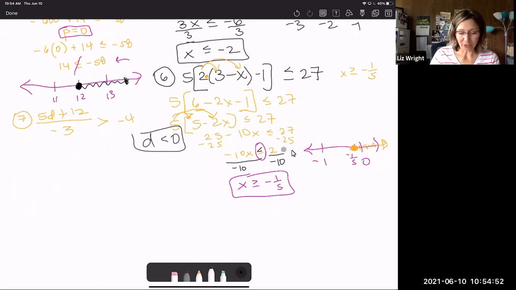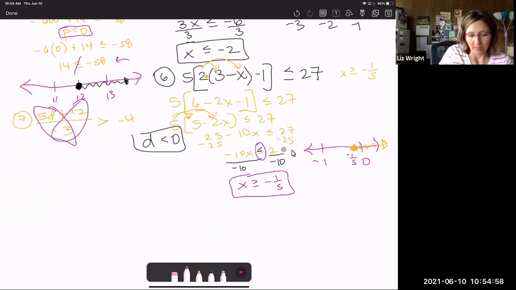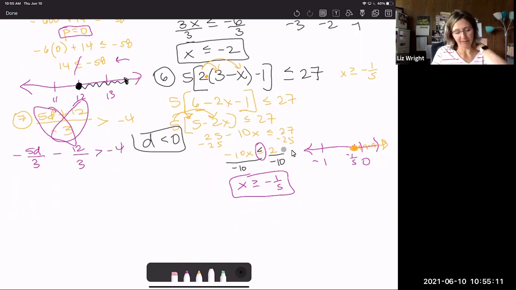So what I am going to suggest is that we do what we did in a previous video, and we split it up like this. And so then we get negative 5d over 3 minus 12 over 3, which is greater than negative 4. Sometimes students ask, where did this negative come from? That negative came from this negative 3. I have had some students ask me, can I just put a plus here and keep the negative down there on the 3? Absolutely. As long as you're accounting for that negative somewhere in your work, that's totally fine.